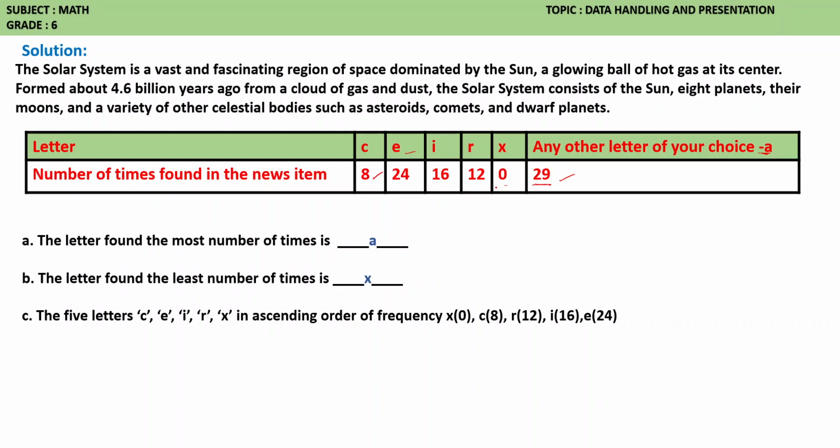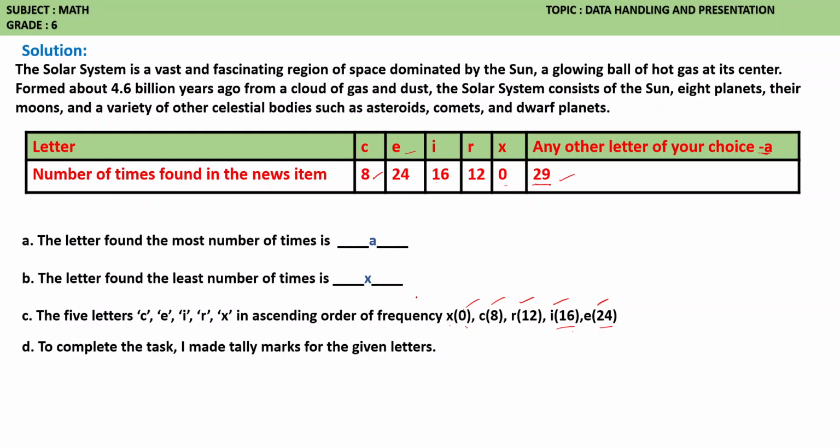The 5 letters C, E, I, R, X in ascending order of frequency are here. X is 0 times, then C 8 times, R 12 times, I 16 times, E 24 times. So if we observe, 0, 8, 12, 16, 24 are in ascending order. The corresponding letters are X, C, R, I, E, as we have written.